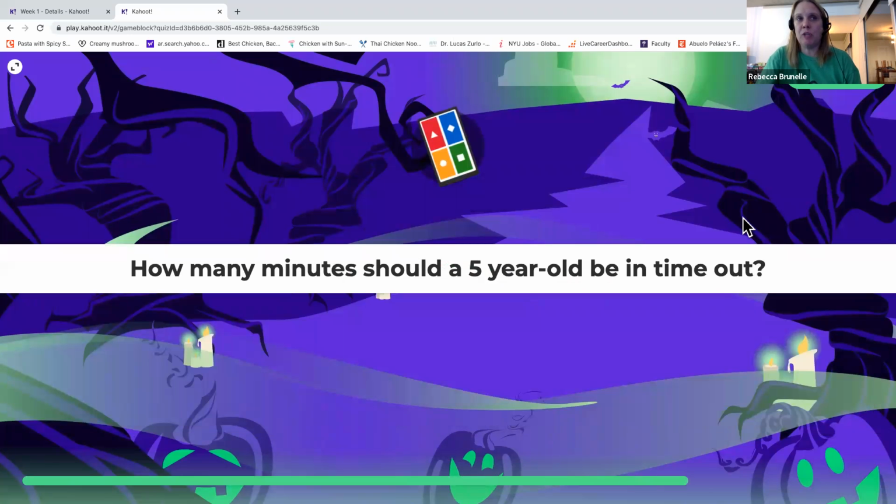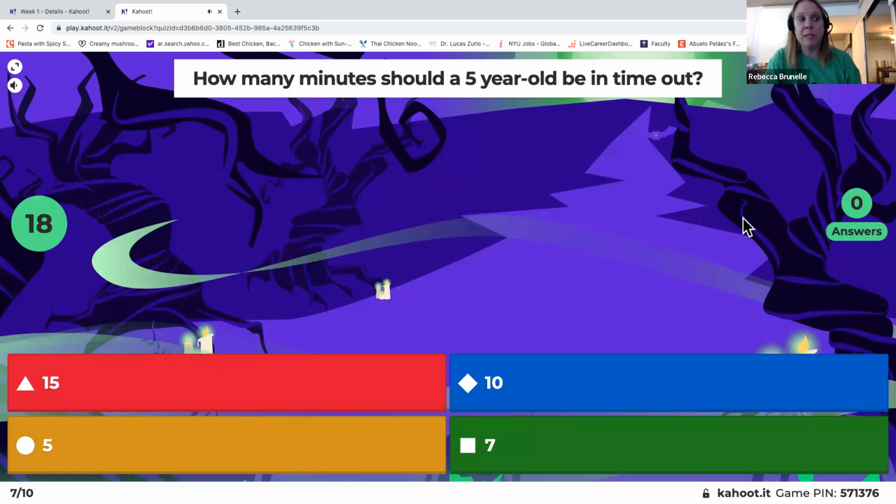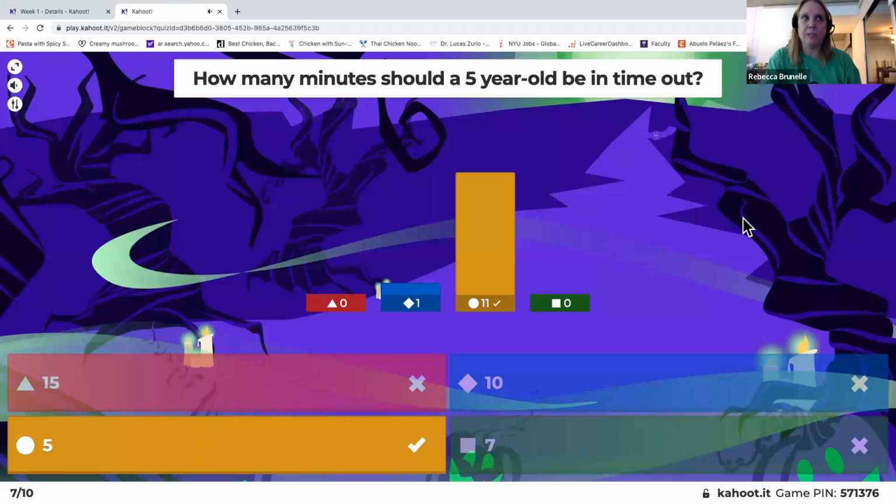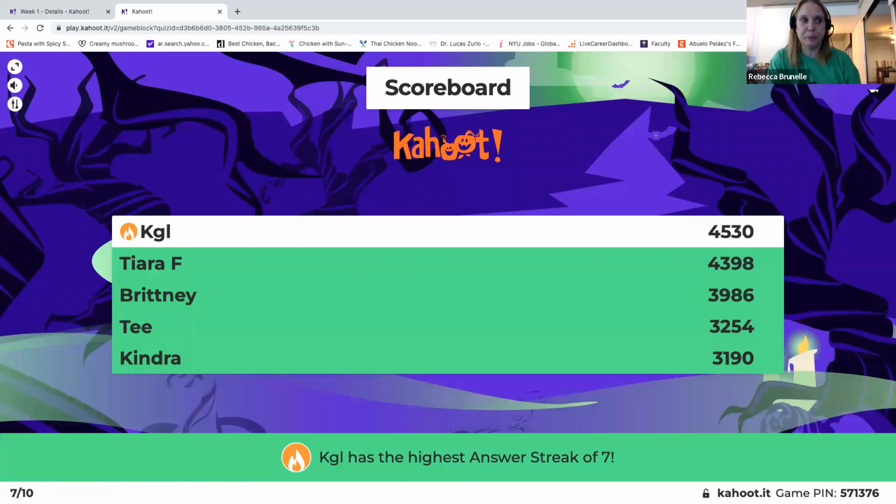How many minutes should a 5-year-old be in timeout? 15 minutes, 5 minutes, 10 minutes, or 7 minutes? Right, so that's 5 minutes. Very good. Remember, it's 1 minute per year of age.